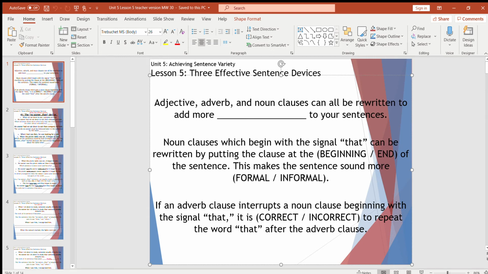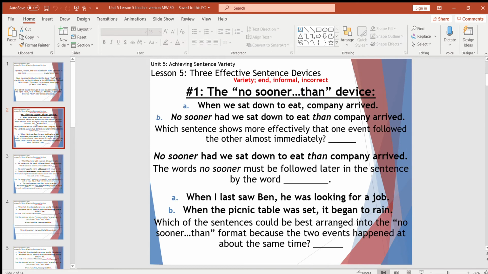If an adverb clause interrupts a noun clause beginning with the signal that, is it correct or incorrect to repeat the word that after the adverb clause? It is incorrect. You only say the word that once. Alright, so today there's 3 effective sentence devices that add more variety to your sentences.